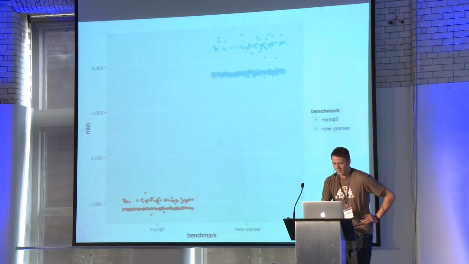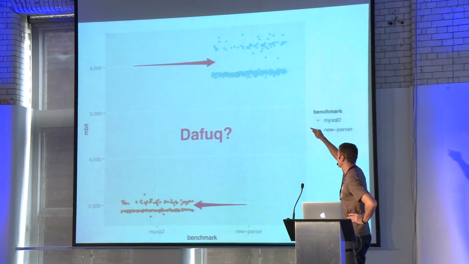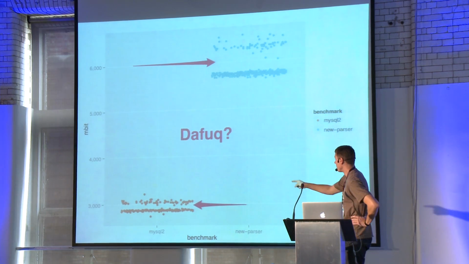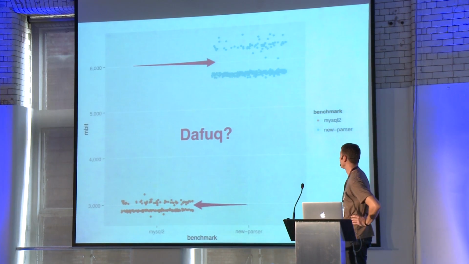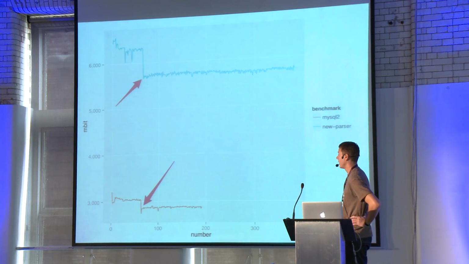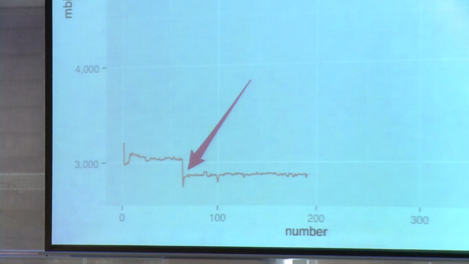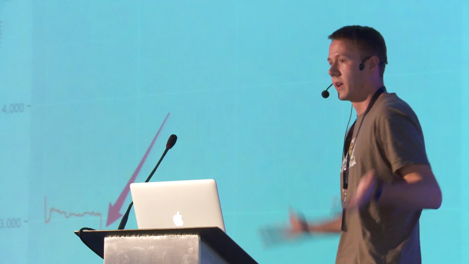So there's something weird in here, right? Why is there this hole? Why is there this cluster of dots at the top and the cluster at the bottom for both benchmarks, for MySQL2 and my new parser? I was really stumped about this, but since I had my data recorded, I could analyze it deeper now. So here's the same data, but this time I'm plotting the data speed on the y-axis against the number of the run that I was executing on the x-axis. And it turns out my benchmark in both cases starts out really fast, and then it drops about 10%, and it stays dropped. So it was like, what happened?